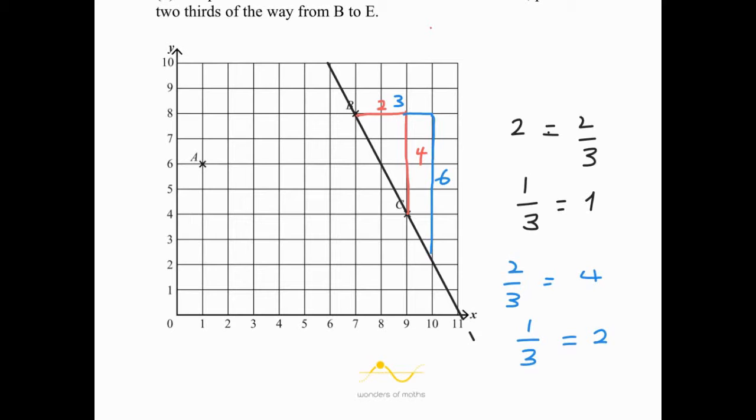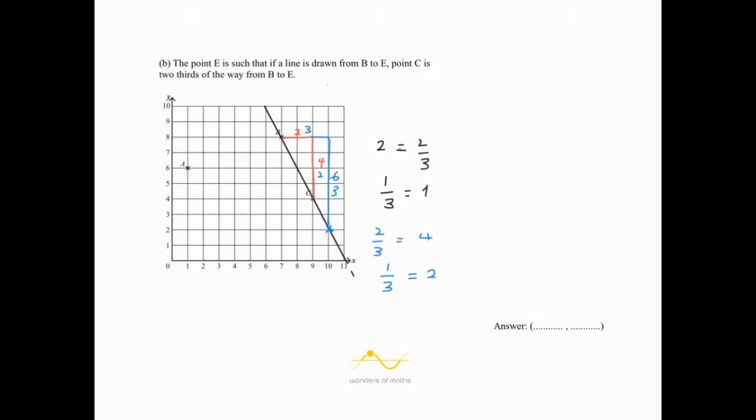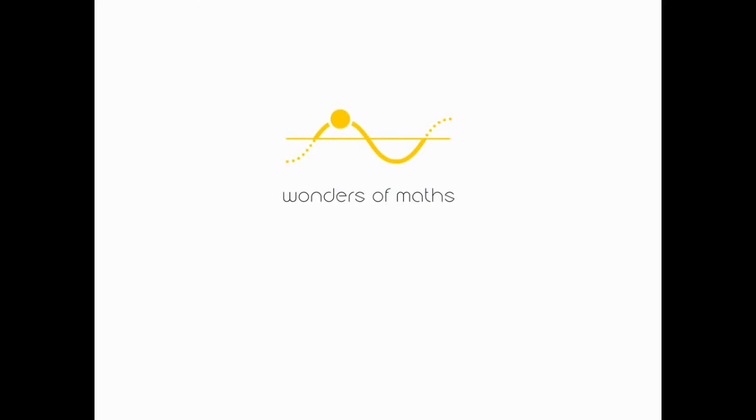If we halve these numbers, so 4 divided by 2 and 6 divided by 2, we get 2 and 3. Again, the ratio works out. Now we can determine the coordinates of point E, which is right here. We've already discussed how to express coordinates in this video, so the coordinates of point E are 10, 2.